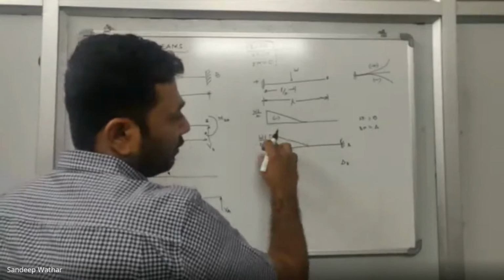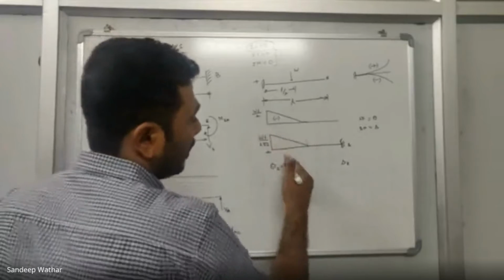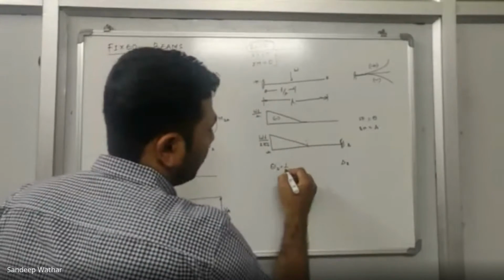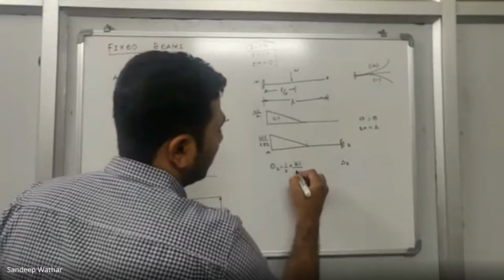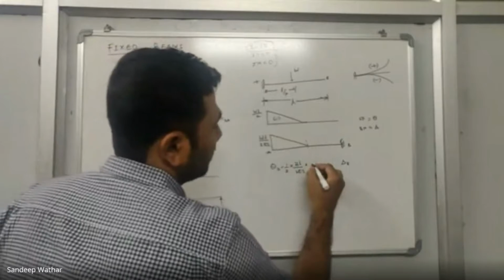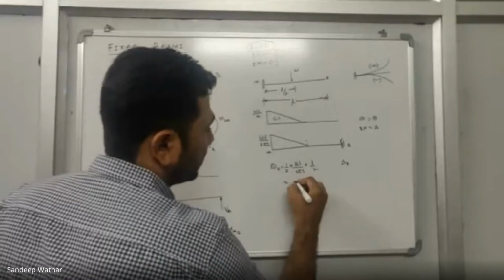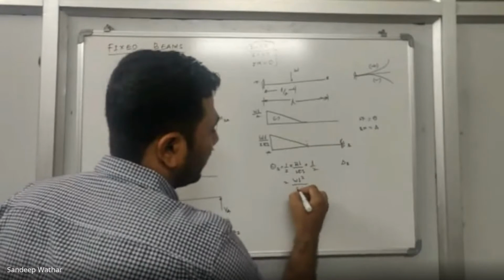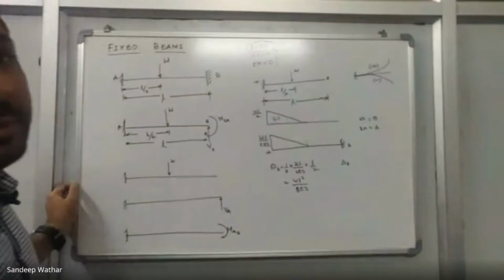Take the shear force. How much will be the shear force at B point? This total load itself. So what is this total load? This is a triangle, so 1 by 2 into how much is this ordinate? WL by 2EI into what is this length? L by 2. This is correct. So this becomes your shear force. So what is this equation? WL square divided by 8EI. So this is your theta B.